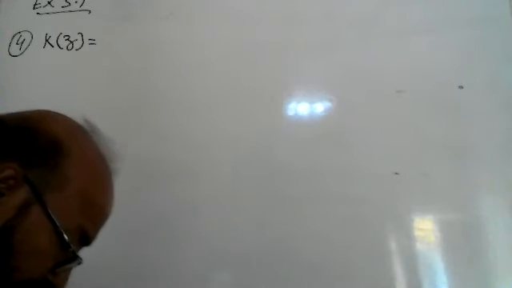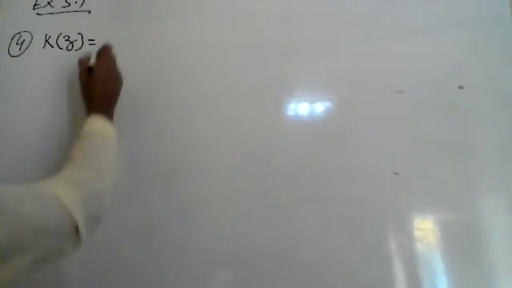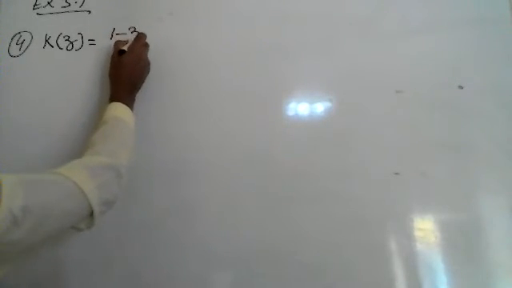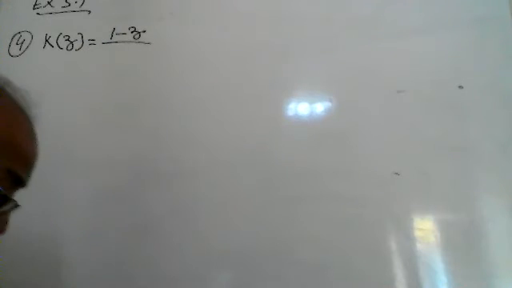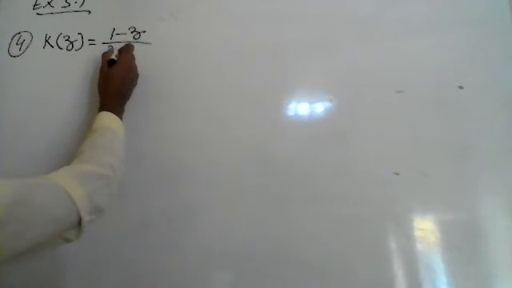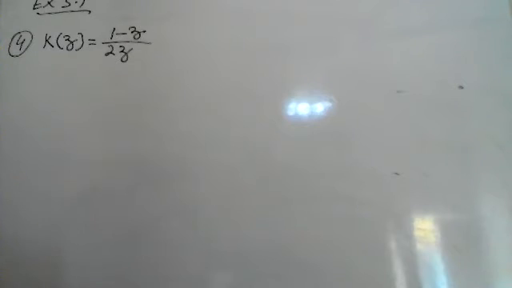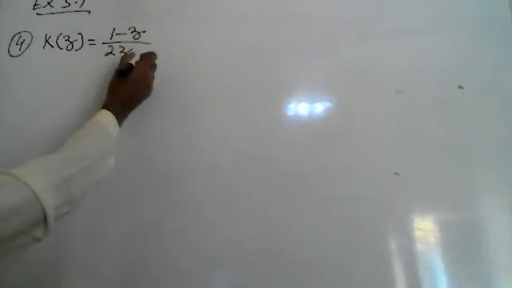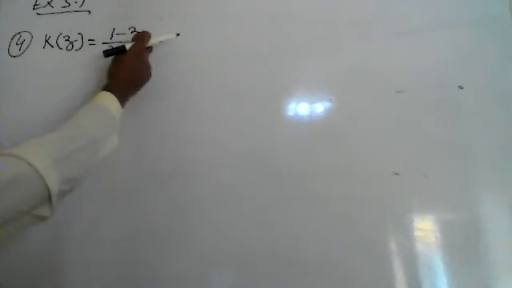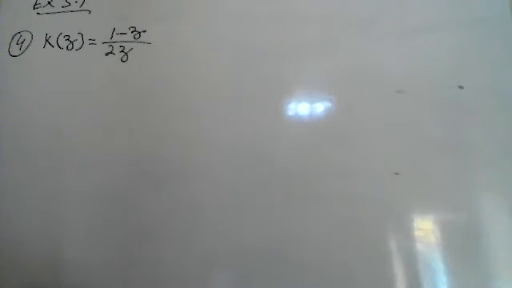K(z) is equal to (1 minus z) upon 2z. Both are functions of z, this one as well as this one. So we may apply the formula u upon v.